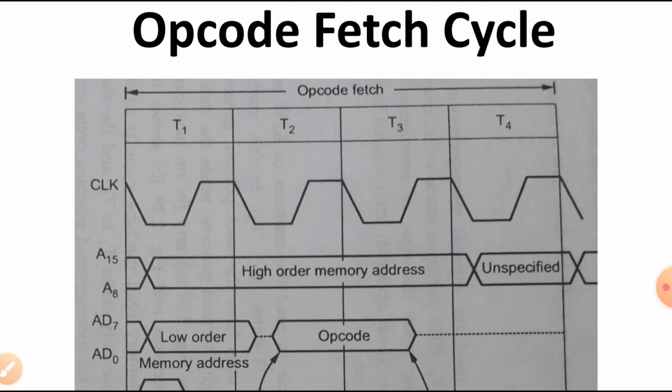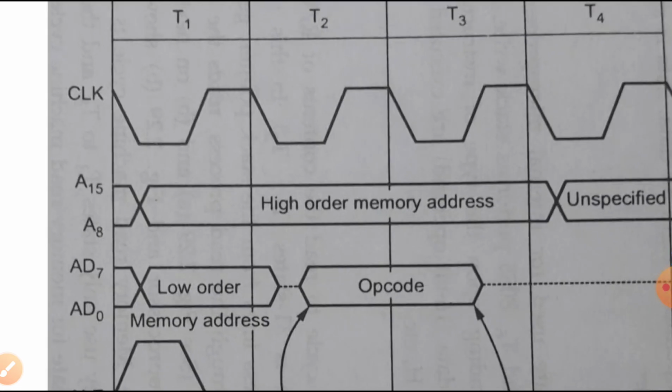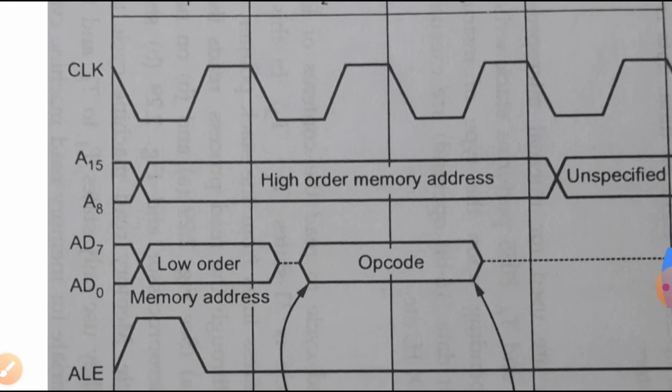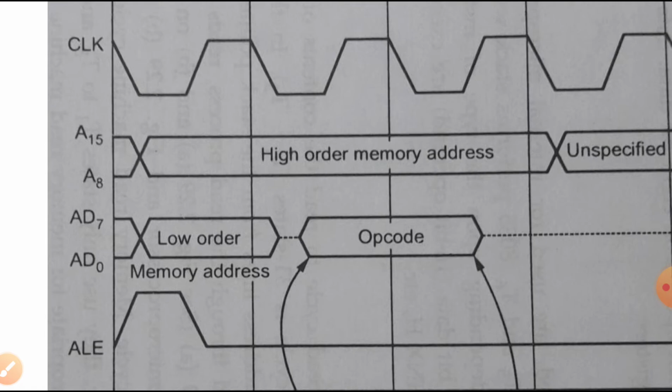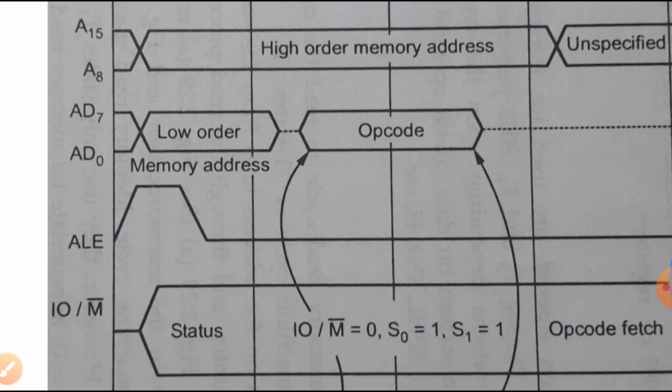So in step number 1, what happens in the T1 state? In the T1 state, 8085 places the content of the program counter on the address bus. The higher order byte of the program counter is placed on A8 to A15, and the lower byte of the program counter is loaded on AD0 to AD7. This AD0 to AD7 remains active only up to the T1 state. In T1 itself, the ALE signal is activated with active high, and it remains active only for one clock period.